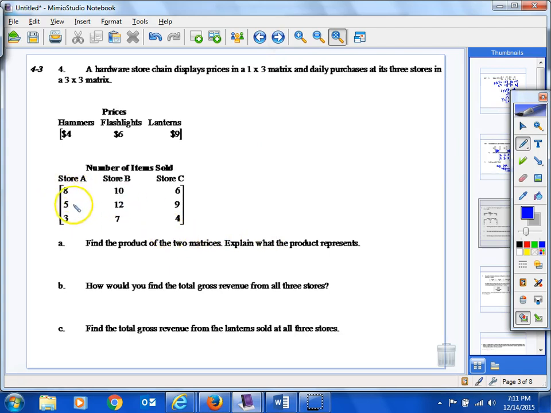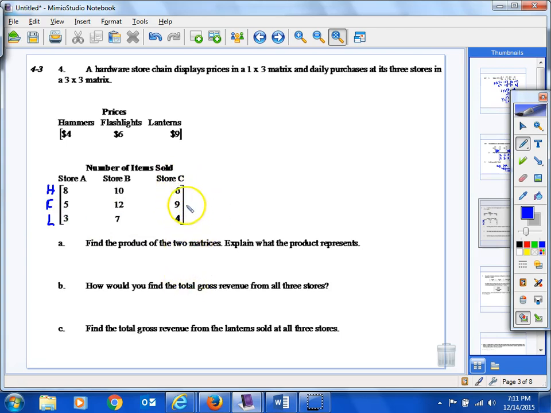One thing you should do that didn't show up on my printout, you may have already figured this out, but we probably should label these rows of this number of items sold. These 3 numbers are the number of hammers sold in each store. This matches up with this prices matrix. This represents the number of flashlights sold in each store, and this represents the number of lanterns sold.